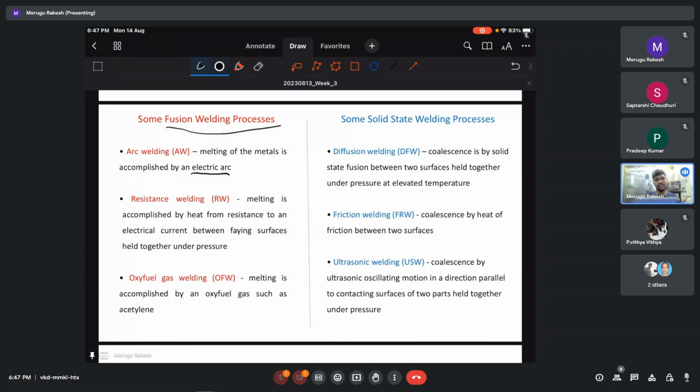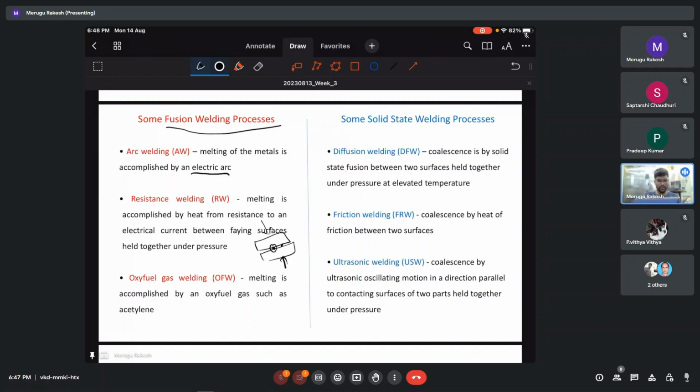The second one is resistance welding, in which welding is accomplished by heat from resistance to an electric current between the faying surfaces. If you see two surfaces, and if you apply some potential, if there are any small air gaps, the resistance generates heat within the vicinity, and that heat helps to join these plates. Generally, we use resistance welding for joining sheets together in automobile or other sheet industries.